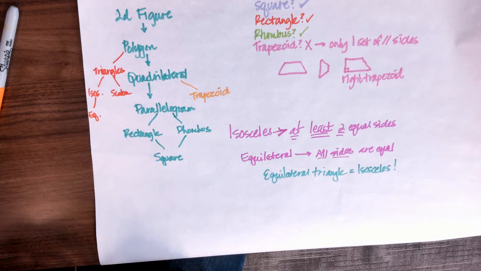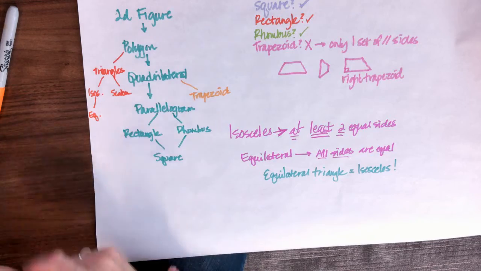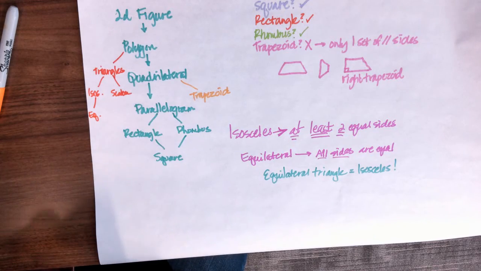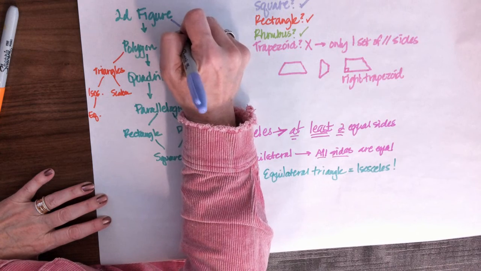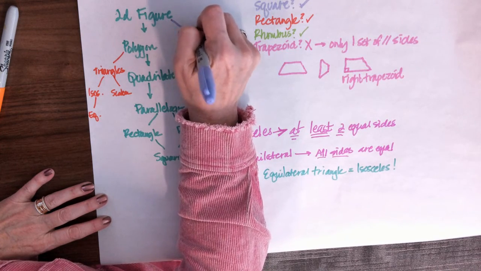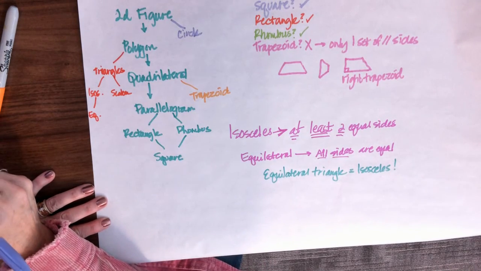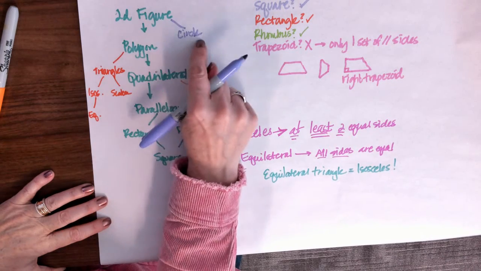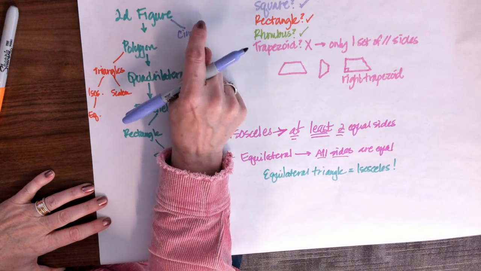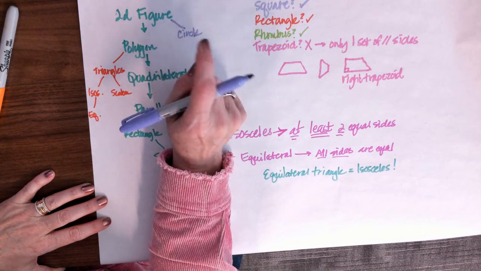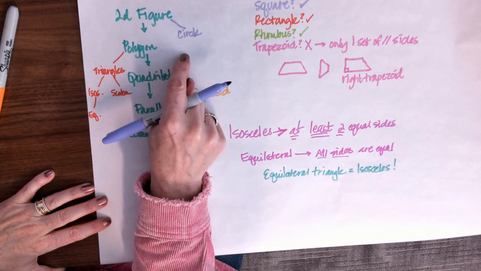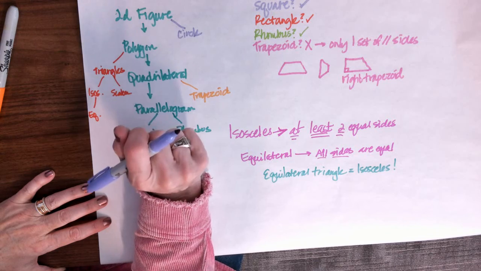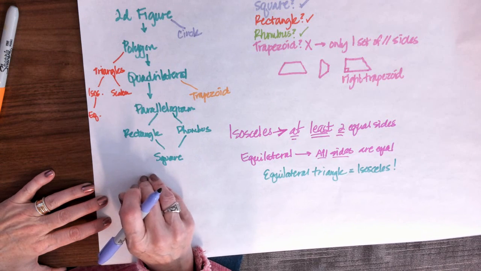So if I think about a circle, it can't live under polygon, because a circle is not a closed figure with all straight sides, but it does have a length and a width. So it's a 2D figure, it's just not a polygon. And there's several that we could put out here. We could put semicircle or half circle. We could draw some non-examples. Under polygon, we could put pentagons. We could put hexagons. So there are lots of other things we could add to this.